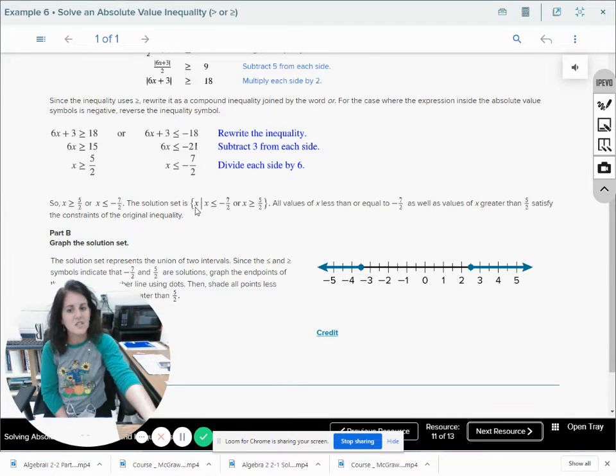We're looking for values of x such that x is less than or equal to negative 7 halves or x is greater than or equal to 5 halves. And again, these have the equal to under them, so I have to include the dot. I have to show that it's including that by using a closed circle. If it's not including that, then we use the open circle. But if it's including it, we use a closed circle.